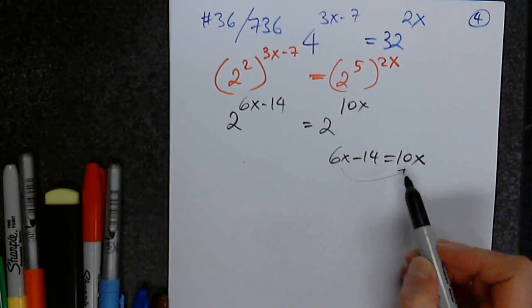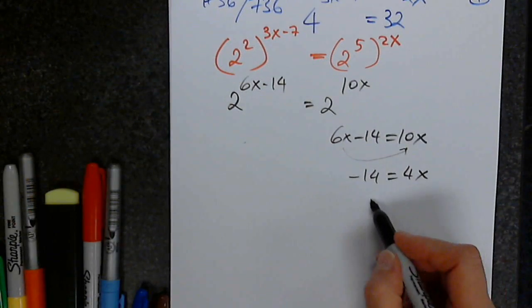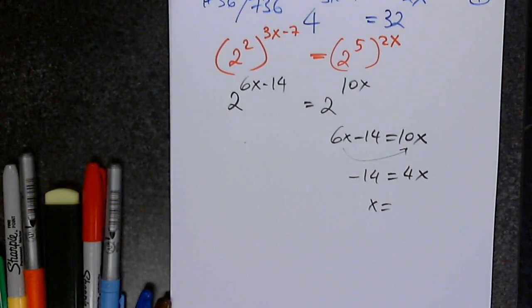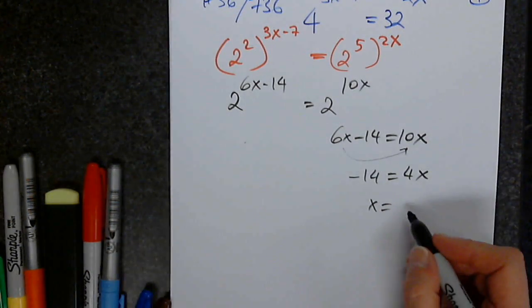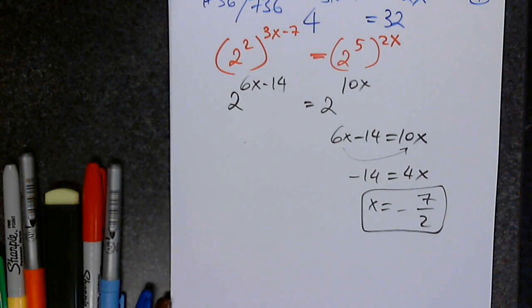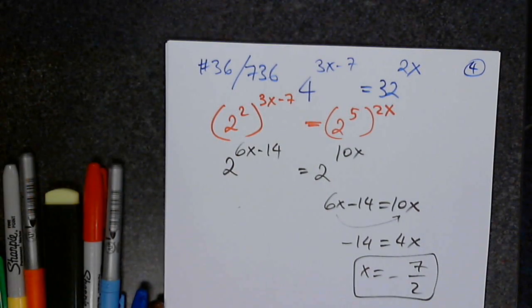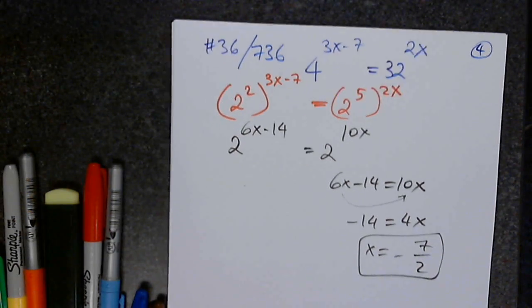So let's say I subtract 6x: negative 14 equals 4x. So therefore x equals negative 14 over 4, which is negative 7 halves. Notice that we did not state any restrictions. There are no restrictions on exponentials. Exponentials are defined everywhere. There are restrictions on logarithmic ones.